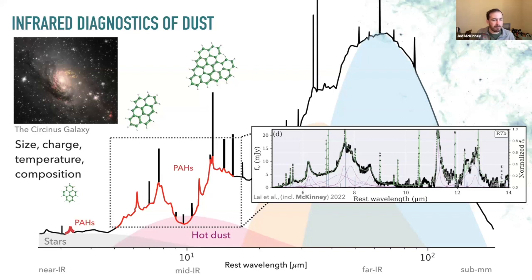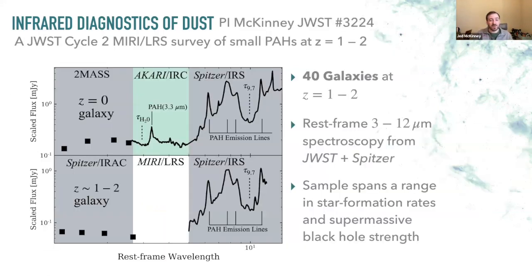And what I'm really excited about is a program that I have on the JWST that is surveying these dust features at high redshift. So this figure on the left is an example spectrum of what you have at z equals 0. This is what we have for galaxies like GOALS, combining data from 2MASS, AKARI, and Spitzer. But at higher redshifts, we're missing this really key wavelength gap at around 3 microns. And so this program that I have with JWST is filling in that 3 micron window to study all of the important dust diagnostics and features there.